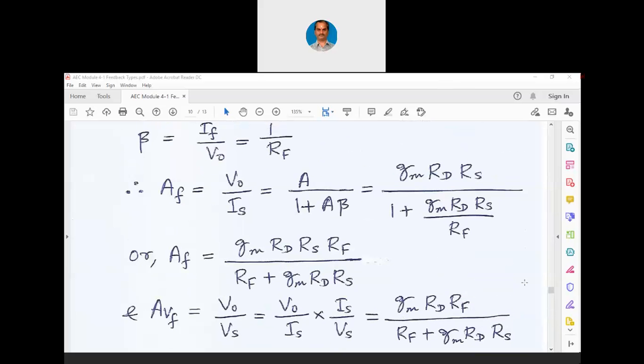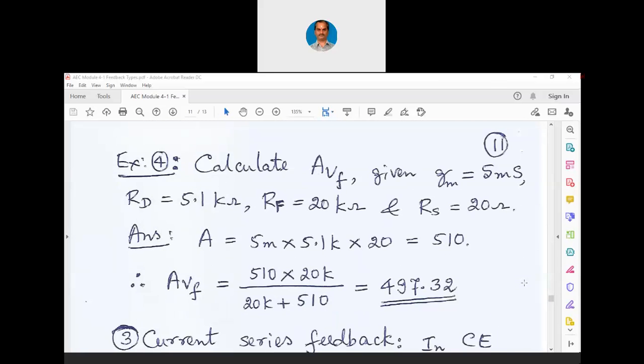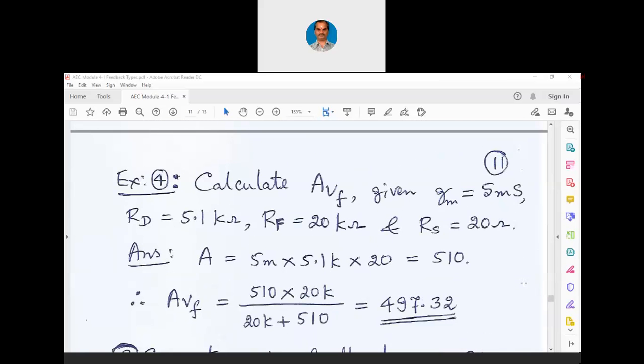So this was an example of a voltage shunt feedback. Now there is a small problem or exercise for the given voltage shunt feedback. Calculate AVF, voltage gain with feedback. Given Gm is equal to 5 millisiemens, Rd is equal to 5.1 kilo ohms, Rf or the feedback resistance is equal to 20 kilo ohms, and Rs or the source resistance is equal to 20 ohms. Source resistance means resistance at the input source.